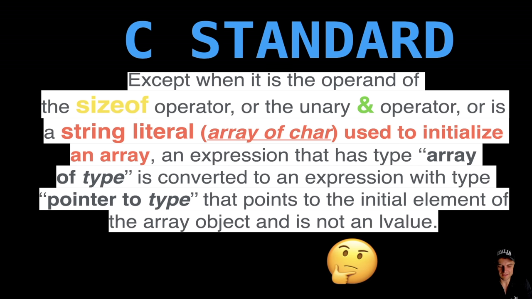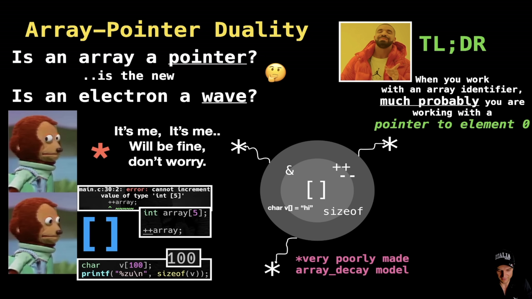Now, let's see what is written in the C standard. So except when I use the sizeof operand or the ampersand operand or a string literal to initialize an array, an expression that has type array of type, we have a conversion to an expression of pointer to type. So the array is decaying into a pointer that points to the initial element of the array. Okay, so this is essentially what is happening. Keep in mind the stupid model I've created, because I think it's fairly useful. It gives you the idea of what is going on.